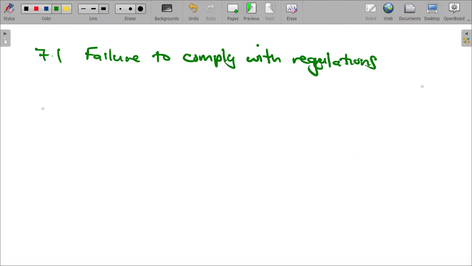Right. It might be due to negligence. It might be inadequate ventilation.